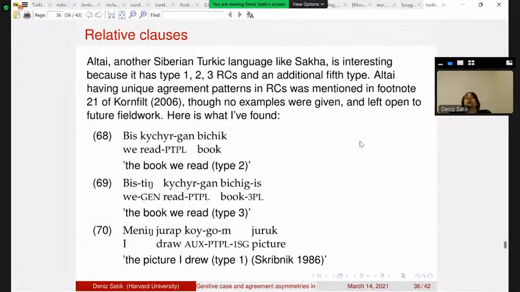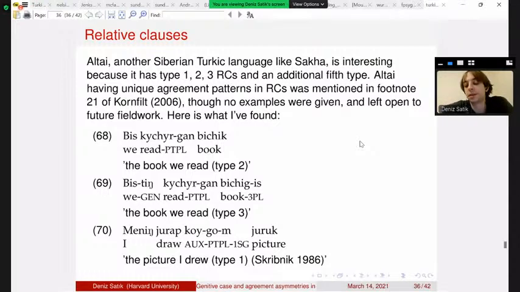And here's some reason to add 2 more. Well, 1 more at least. So Altay, another Siberian Turkic language like Saha, is interesting because it has been reported to have a 5th type. Kornfeld 2006 notes that Altay has unique agreement patterns in relative clauses, although she didn't give any examples and left it open to future fieldwork. So I had to look through the literature and find it myself.